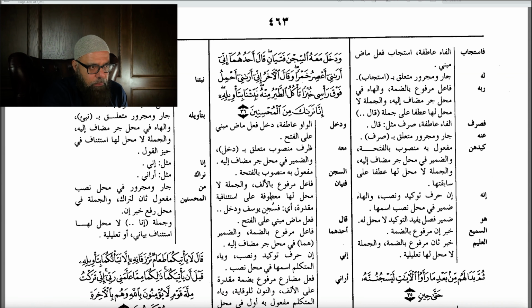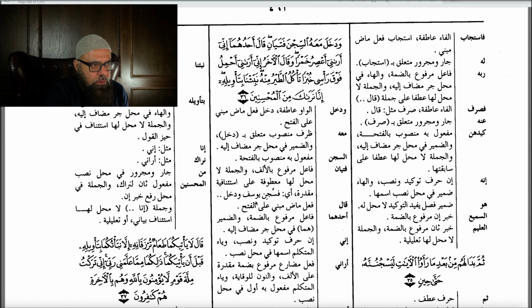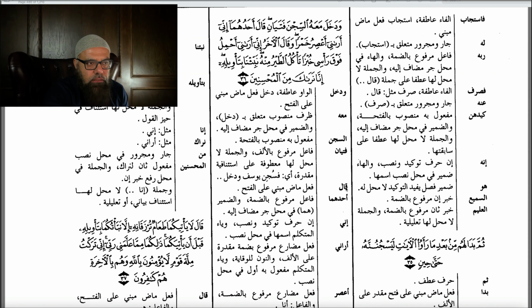So he says that. He says, أي فسجد يوسف, Yusuf was in prison, ودخل. Okay, moving on. The next sentence. قال فعل, and now we can pick up some speed. فعل ماض مبني على الفتح. So قال is the ماضي verb, مبني على الفتح. أحدهما is the fa'il. فاعل مرفوع بالضمة.